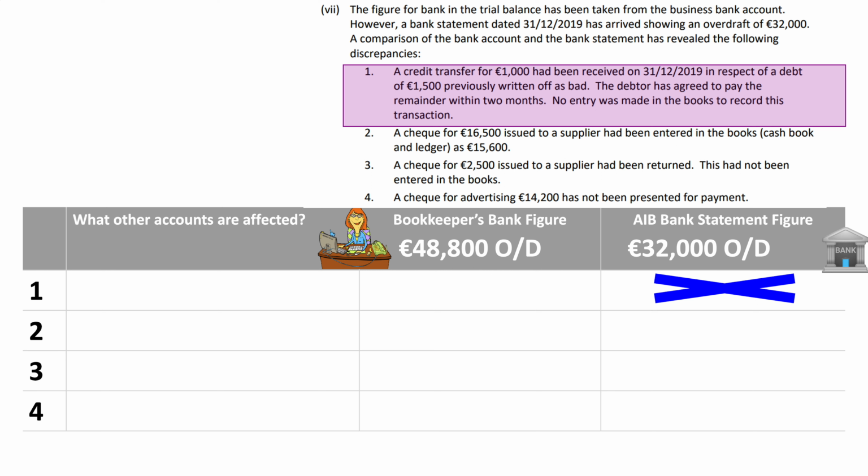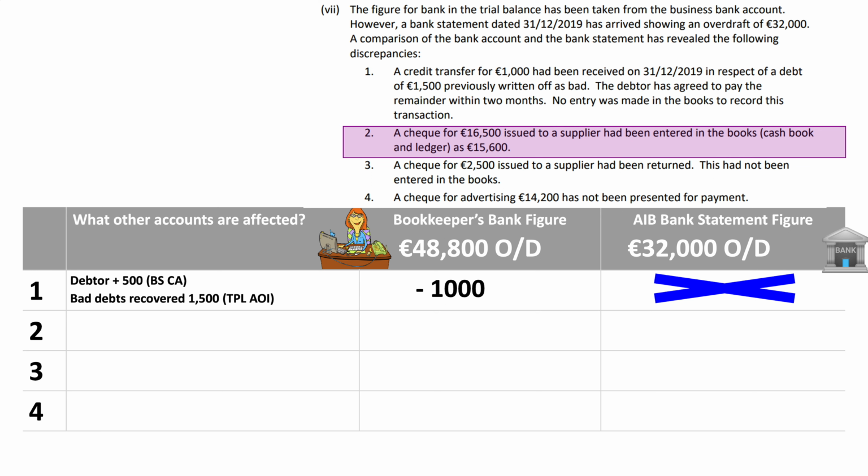So the credit transfer was paid directly into AIB. So AIB know about this. They don't have to adjust this. If a credit transfer of 1,000 came into the bank, that would reduce the bookkeeper's bank overdraft figure. So it was in respect of a debt of 1,500 previously written off as bad, and the debtor is going to pay the remainder. So the debtors are going to increase by €500, and then you've got bad debts recovered, €1,500, and that is going to go in as operating income in the trading profit and loss.